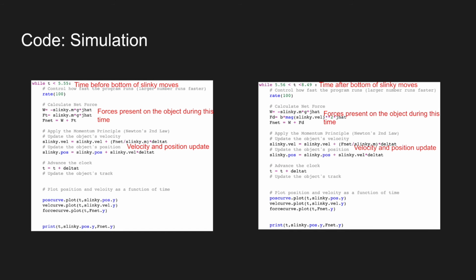My computational model ran through two simulation loops, one where it ran through the time before the bottom of the slinky moved, and then one loop where it ran the time after the bottom of the slinky moved. In both screenshots, I included the forces present on the object during that time. For the first loop, it included gravity and tension, and for the second loop, it included gravity and drag. I also included the velocity and position update formulas that I went over in the introduction and principles used section.